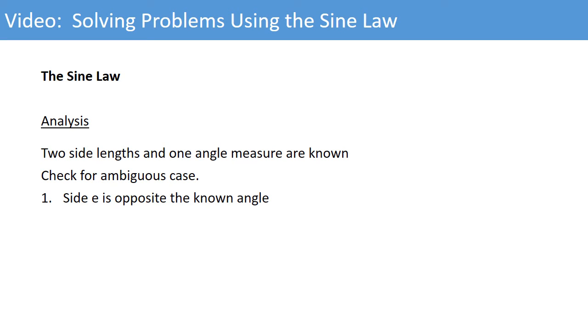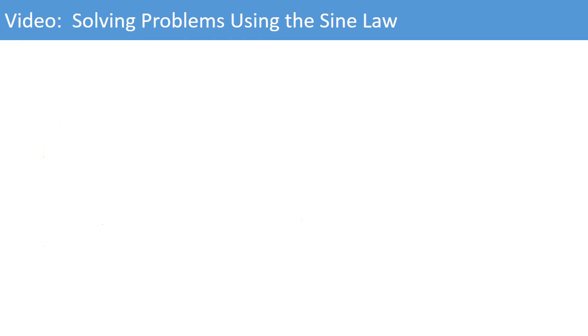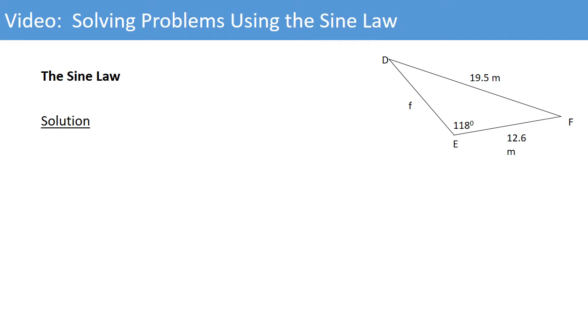Side e is opposite the known angle. Since e is greater than d, the side lengths, only one triangle is possible. This is not an ambiguous case. So we can work now through the solution.